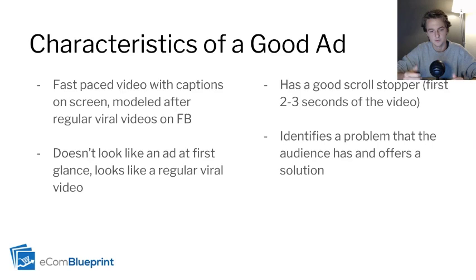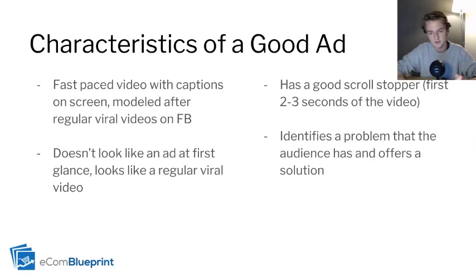Now, what are the characteristics of a good ad? Well, a good ad is fast-paced and it has captions on screen. So pretty much every ad that you see is like this. So it's fast-paced, captions on screen, and it's modeled after regular viral videos on Facebook. So the type of video that genuinely goes viral on Facebook that your uncle shared and stuff, that's where you should be getting your inspiration from. That's what your ads should look like. And so that's really the goal. You want to make it look like it's not an ad and it just looks like a regular viral video. And those are the ads that are going to perform the best by far.